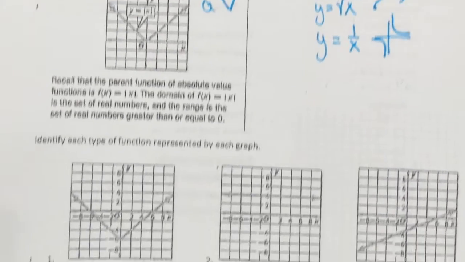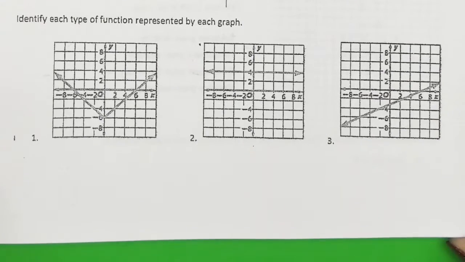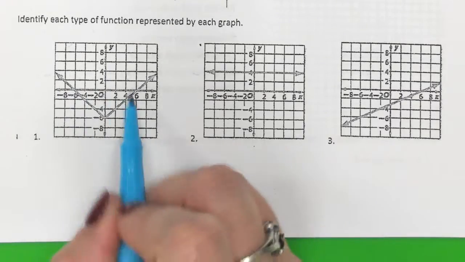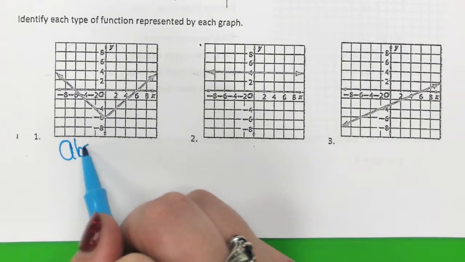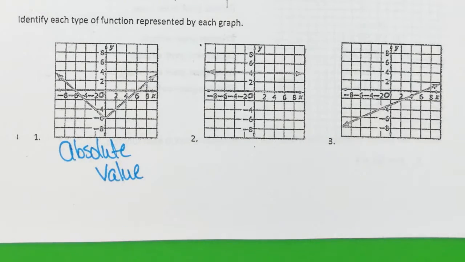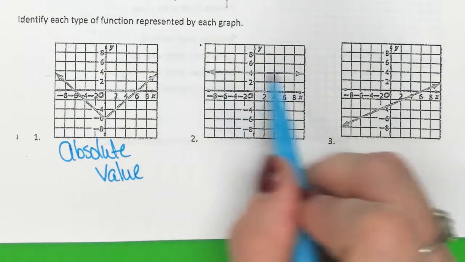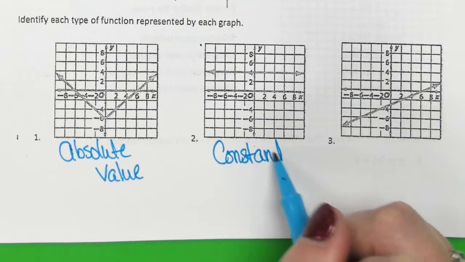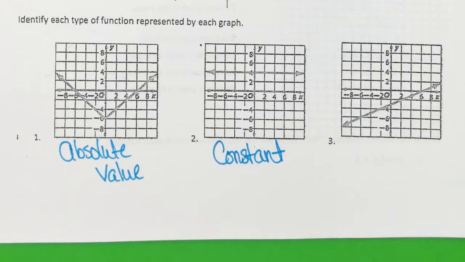All right, here we go. At the bottom down here, it says identify each type of function represented by each graph. Okay, so what kind of function is this one? Absolute value. All right, what's this one? That's a straight line, no slope. What's that one called? Constant. Yeah, because it does have a constant. That's why it's called constant.